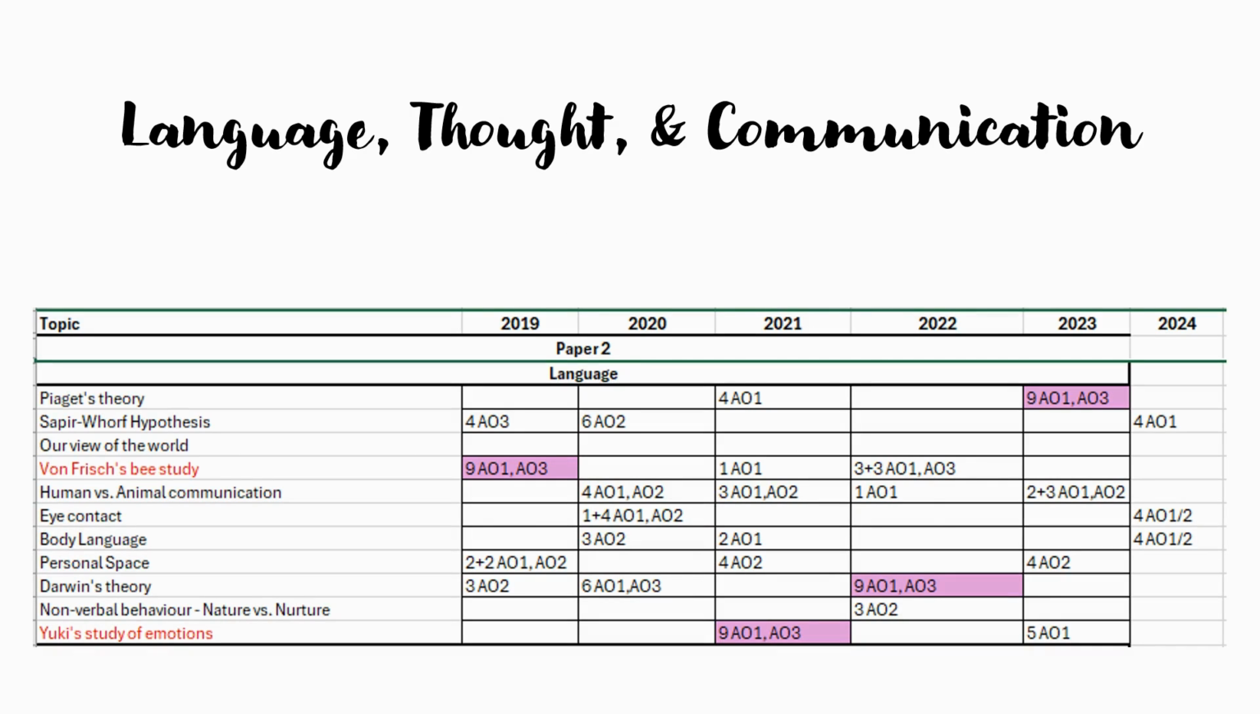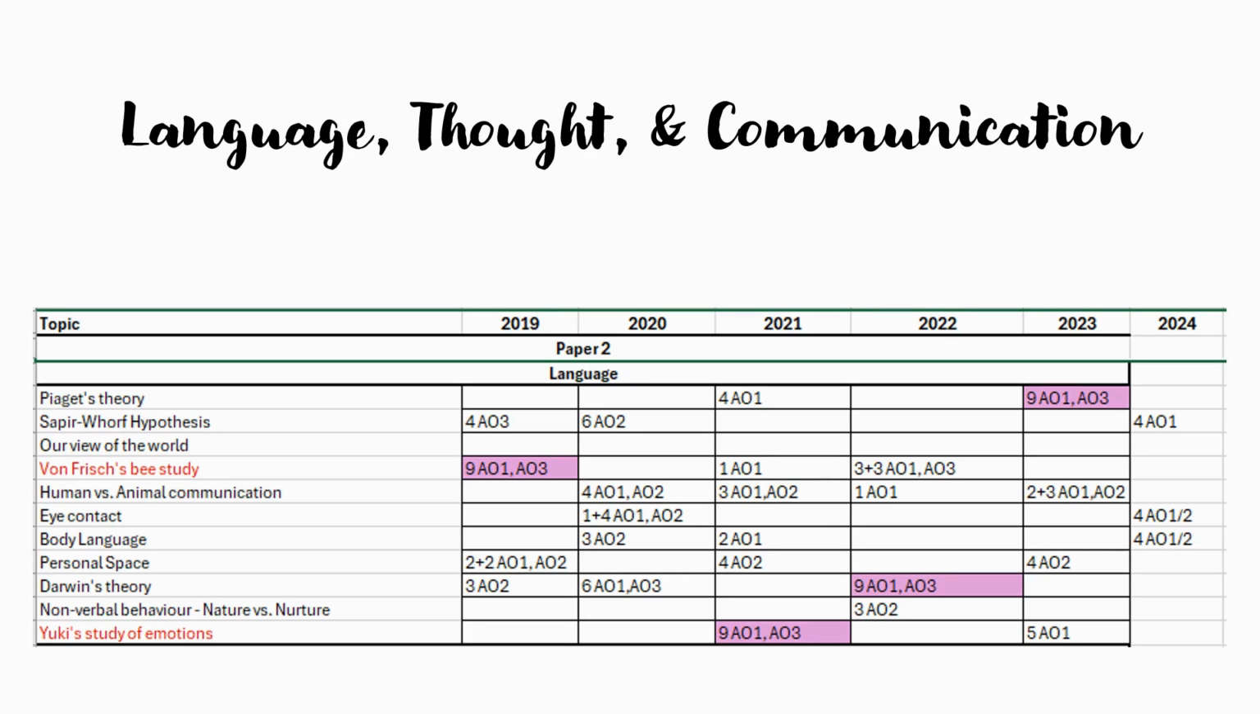Next, looking at language, thought and communication. Last year's, the 2023 9 marker was Piaget's theory, so theory of language. The Sapir-Whorf hypothesis hasn't come up on its own, so that might be one that's worth looking at in terms of a 9 marker. So we'll look at the AO1 there.